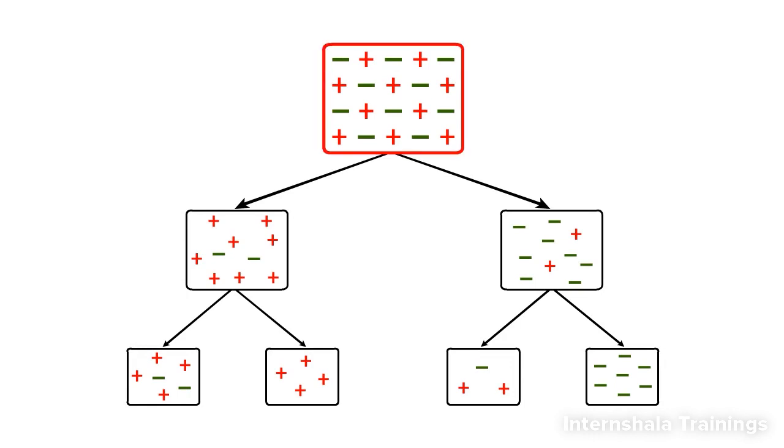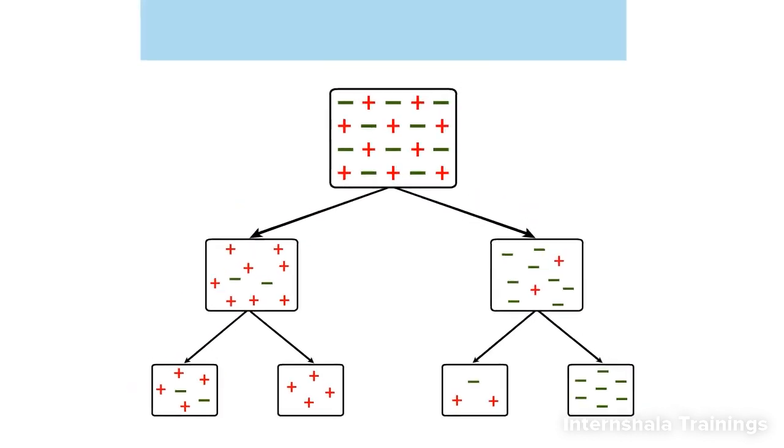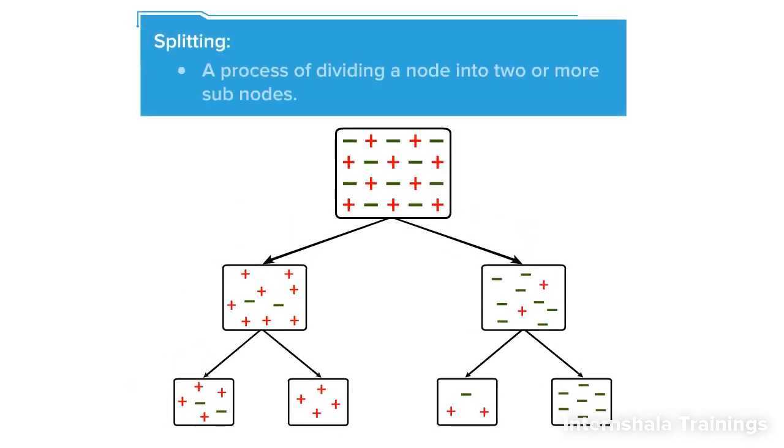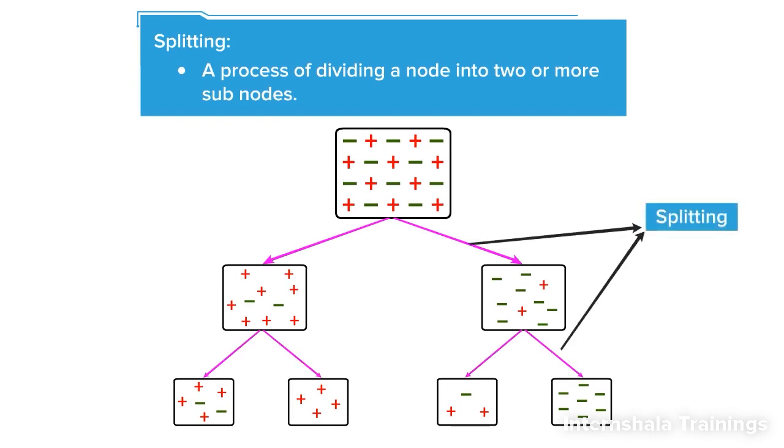The first one is what we call root node. A root node represents the entire population or data. A root node further gets divided into two or more sets. Next is splitting. It is a process of dividing a node into two or more subnodes. The highlighted lines here represent the splitting as a node is being split here into subnodes.